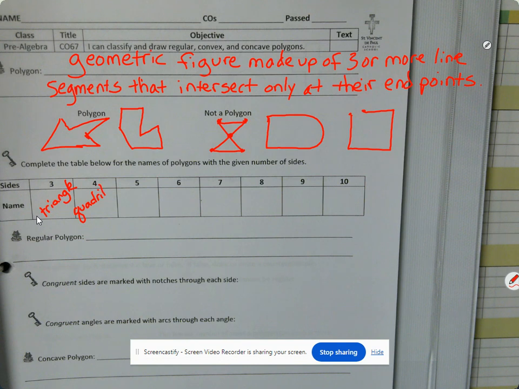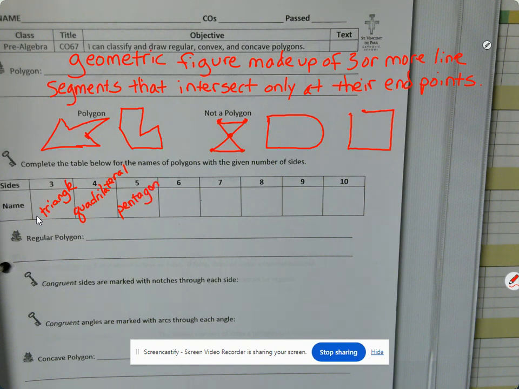A quadrilateral could be a rectangle, could be a square, could be a trapezoid, could be a parallelogram. They all have 4 sides to them. Quadrilateral. Lateral means side. Quad means 4. What is a 5-sided polygon called? Rowan. A pentagon.